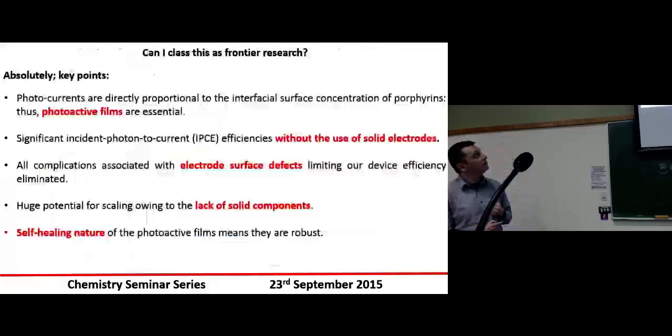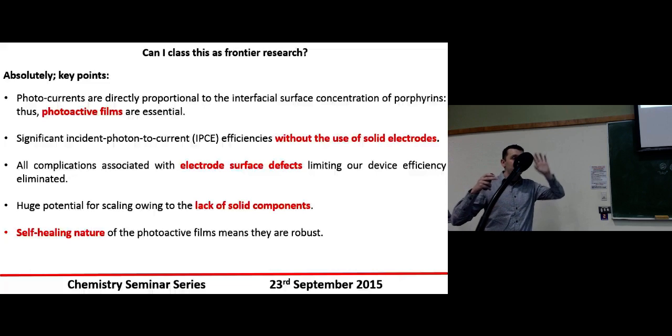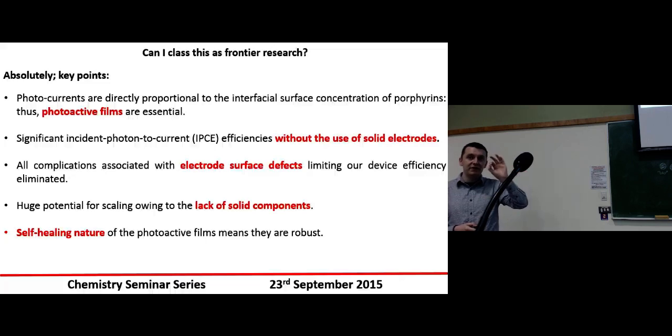So can I class this as frontier research? Is this a big deal? Yeah, I think it is. The photocurrents are directly proportional to the interfacial surface concentration of the porphyrin. Any porphyrin that's floating around in the aqueous phase might as well not be there. It's only the porphyrin at the interface, in that 1 nanometer region, that's active. So if you really pack the porphyrin into that thin region, you're going to get the biggest photocurrents you can imagine. We get what's called significant incident photon to current efficiencies.